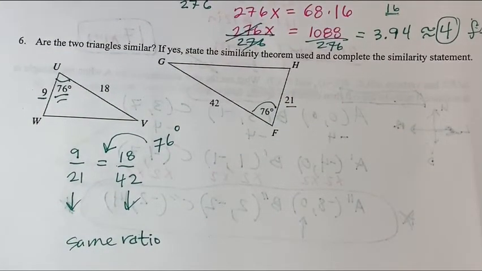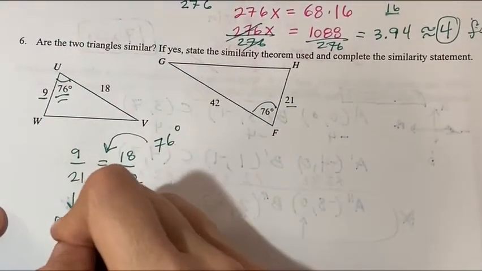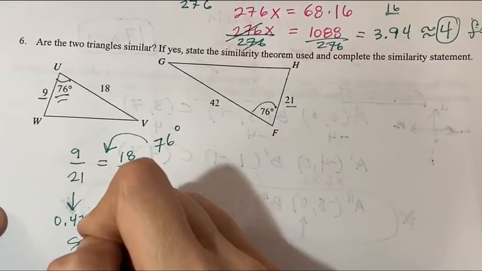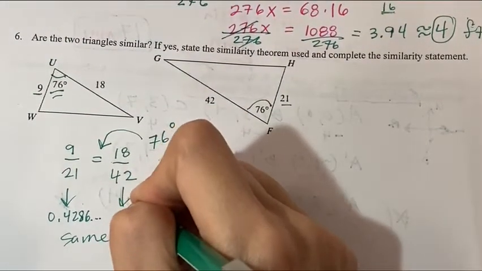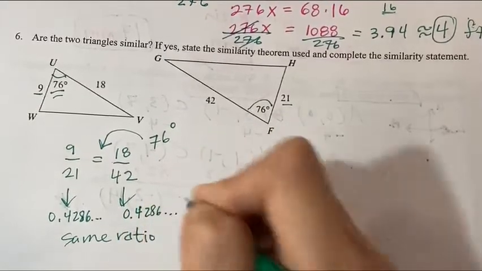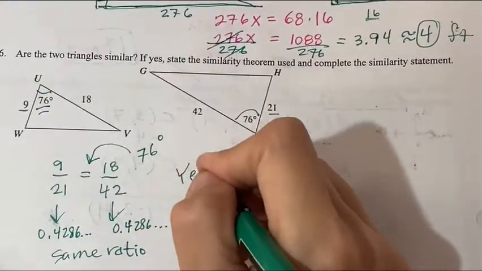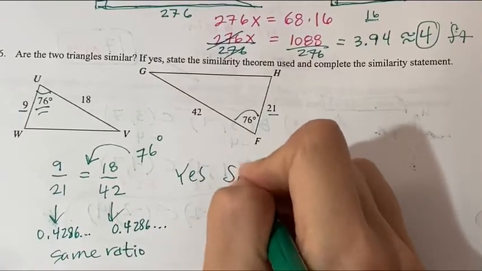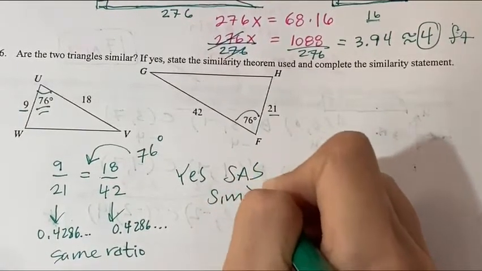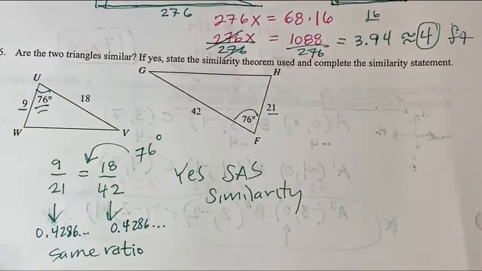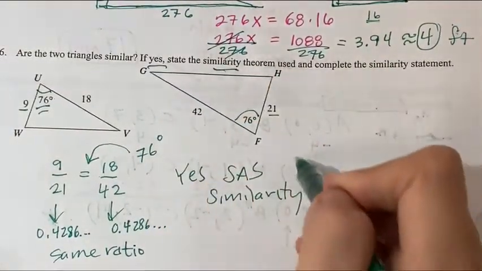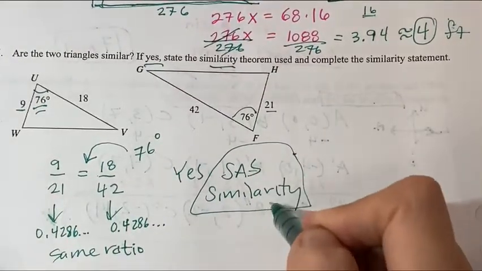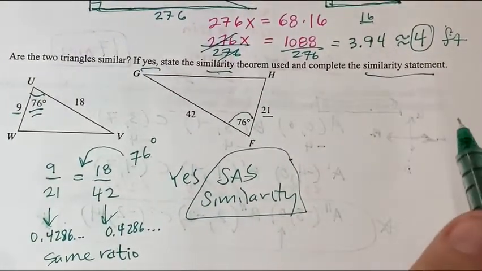9 divided by 21 is 0.4286, and it keeps going. 18 divided by 42. Ooh, and it is the same ratio. Then yes, the triangles are similar because of side-angle-side similarity. Are we done? No, because it said state if they are similar and state the theorem, that's the similarity theorem, and then complete the similarity statement.